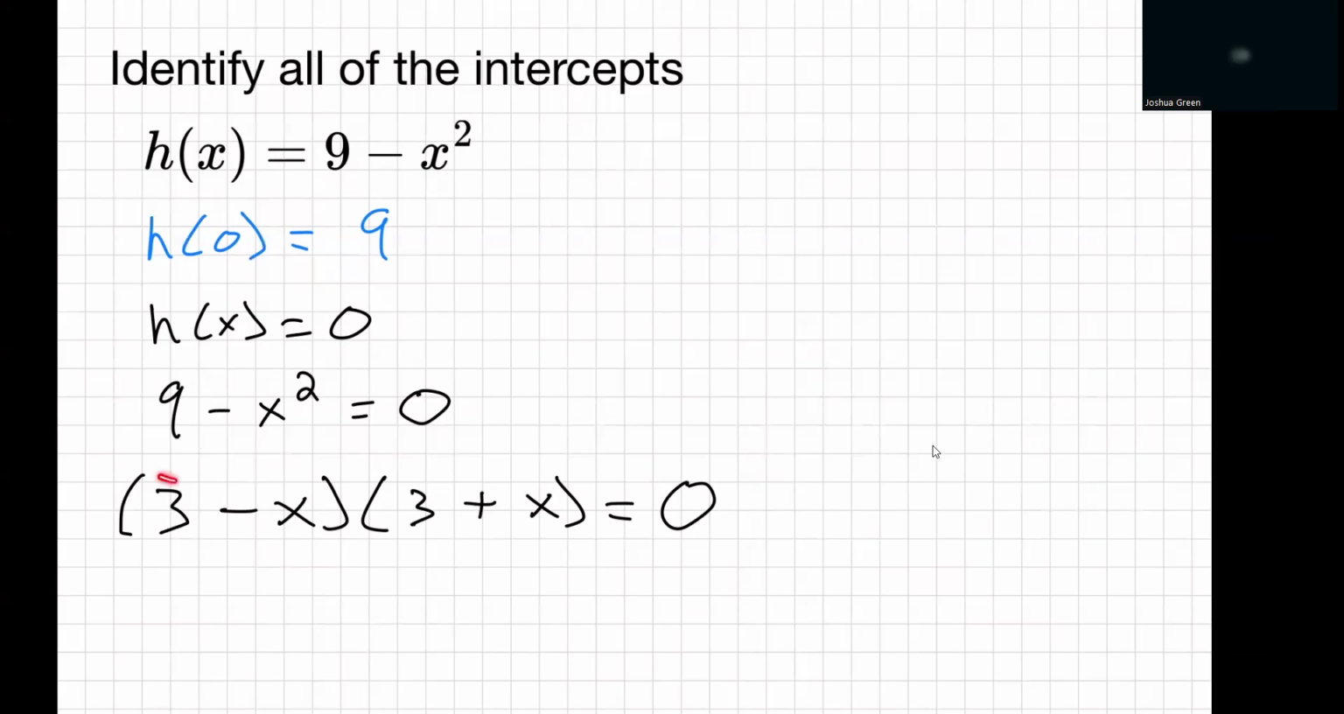Make sure you see here, 3 times 3 gives us the 9. X times x gives us the x squared. But it is a negative x squared, which is why we need the alternating of signs.